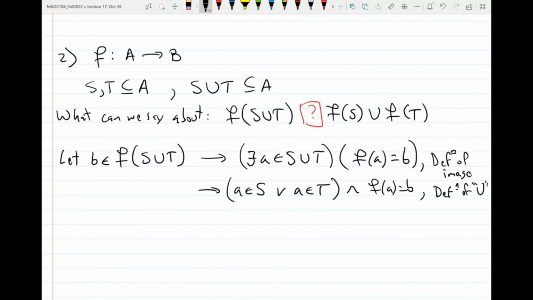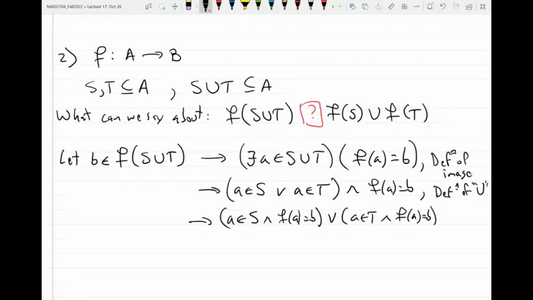Now, what am I going to do? I'm going to distribute, right? I'm going to distribute and over or. So then this means A is in S and f of A equals B, or A is in T and f of A equals B. Yes? I just distributed this guy. Okay. So this is, I'm just going to call it logic. Now what we used was the distributive property, one of the standard, the basic logical equivalences.